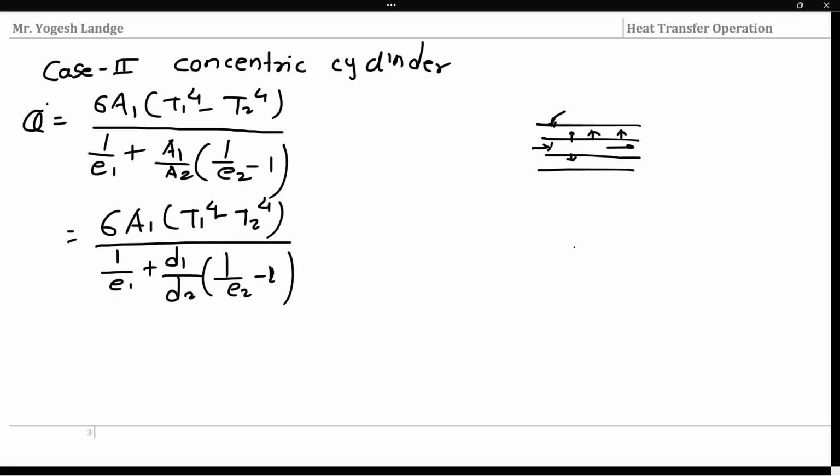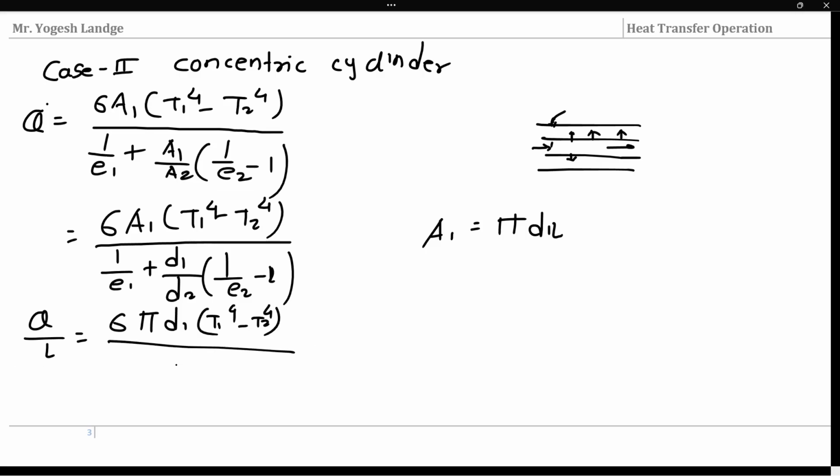Now, as I said, area A1 is pi into D1 into L, and this L I am taking here. So I can write this equation as Q by L is equal to sigma into pi into D1 into T1 raised to the power 4 minus T2 raised to the power 4, upon the same thing in the denominator, 1 upon E1 plus D1 by D2 into 1 upon E2 minus 1. So we put in the values of all these, and we know the values of it.